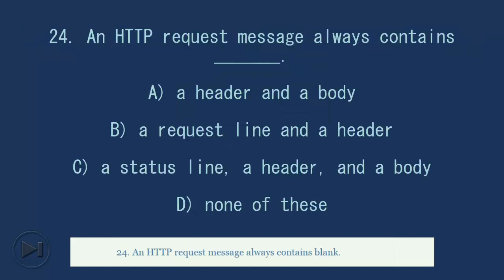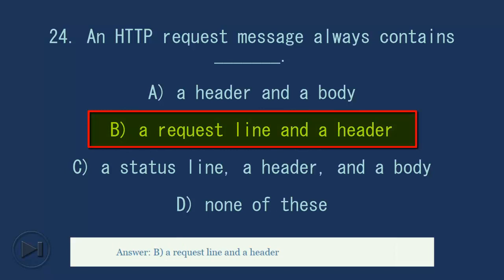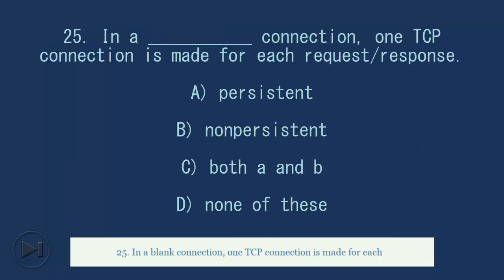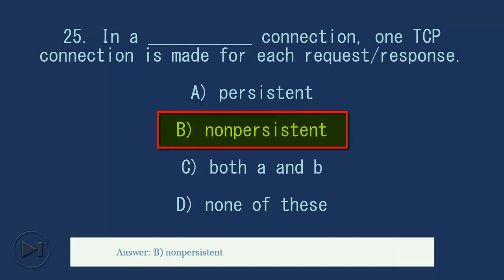24. An HTTP request message always contains blank. A. A header and a body. B. A request line and a header. C. A status line, a header, and a body. D. None of these. Answer: B. A request line and a header. 25. In a blank connection, one TCP connection is made for each request/response. A. Persistent. B. Non-persistent. C. Both A and B. D. None of these. Answer: B. Non-persistent.